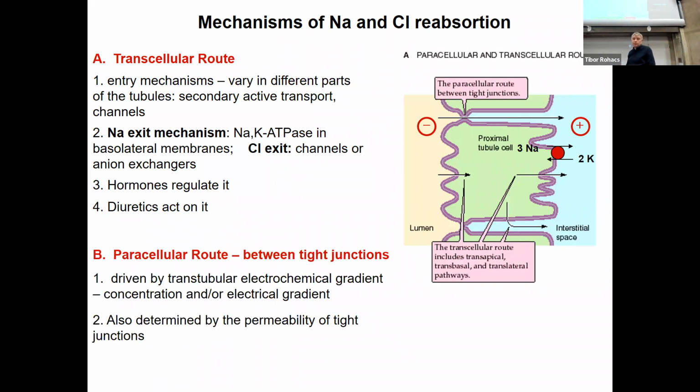As I discussed previously, the paracellular route takes place in between the cells through the tight junctions. This one is determined by the concentration gradient and the electrical gradient between the interstitium and the tubular lumen.